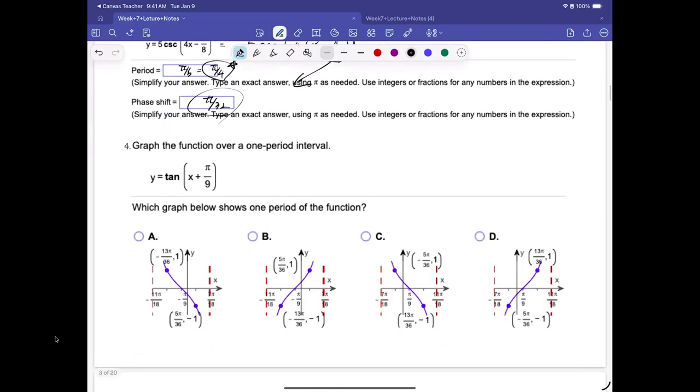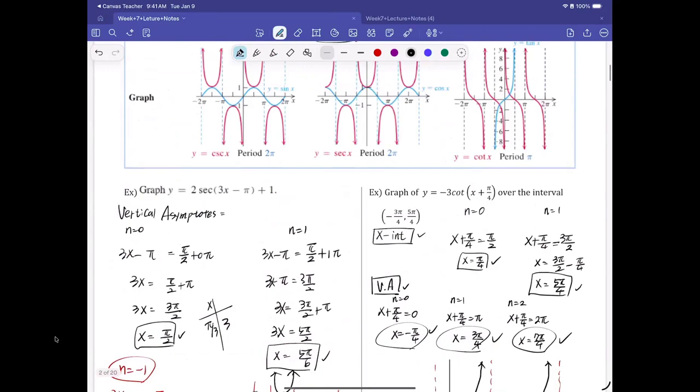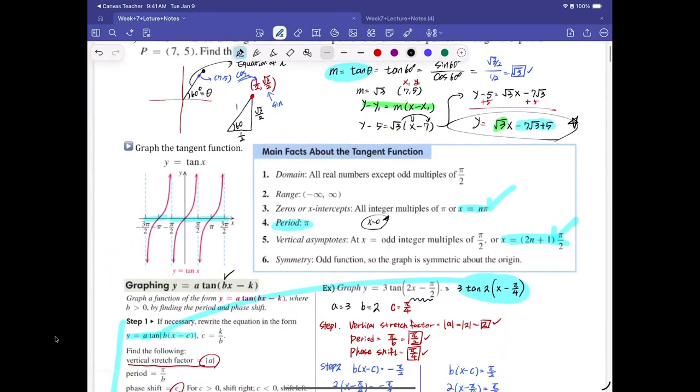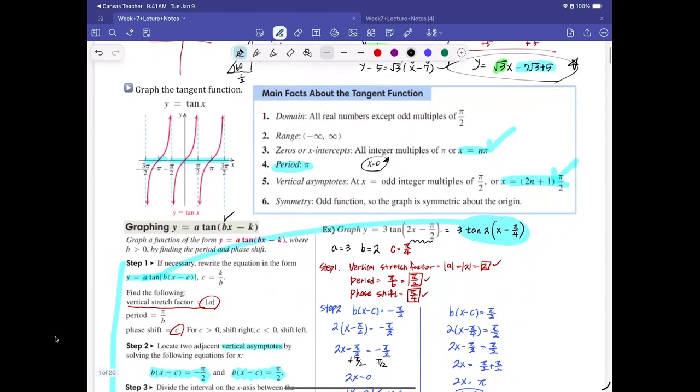So which graph is talking about the tangent of x plus pi over 9? I'm going to talk about the vertical asymptote. Find the vertical asymptote and then find the x-intercept later. The vertical asymptote, I think, is from right there. This is the vertical asymptote.